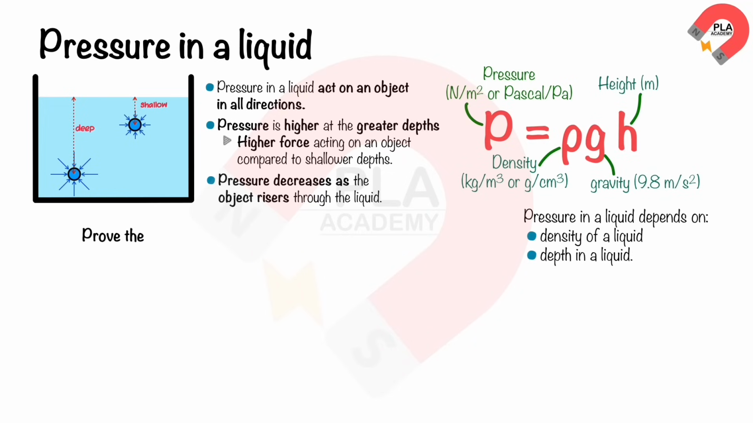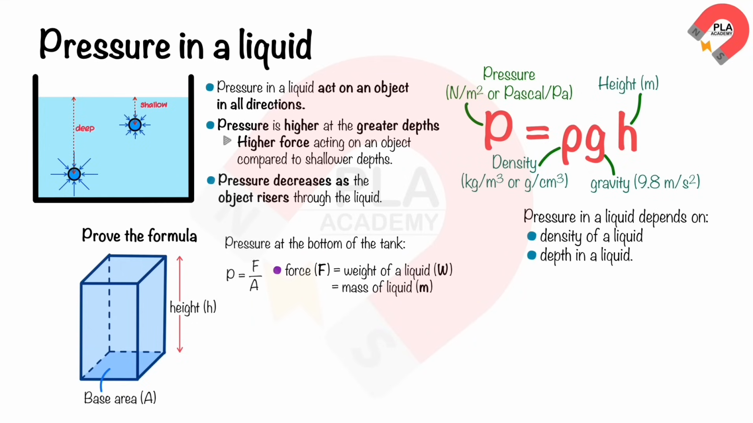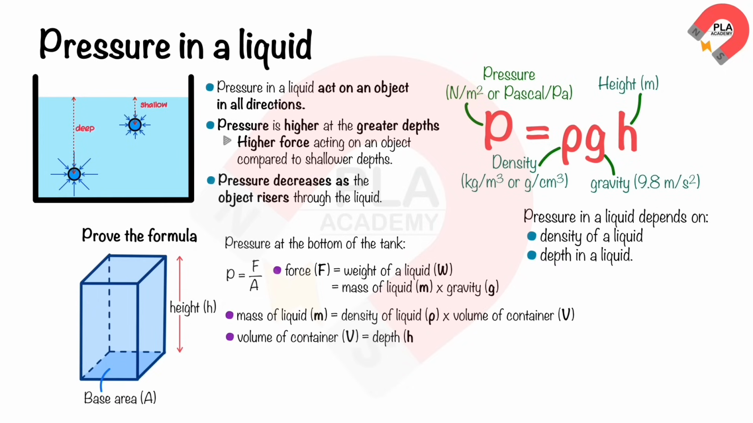We can prove this formula. If the container is filled with a liquid, the pressure in the liquid at the bottom of the tank is the force divided by the base area. The force is the weight of a liquid, which is equal to the mass of the liquid multiplied by gravity. The mass of the liquid is density of liquid multiplied by the volume of the container. The volume of the container is equal to the depth multiplied by the base area.